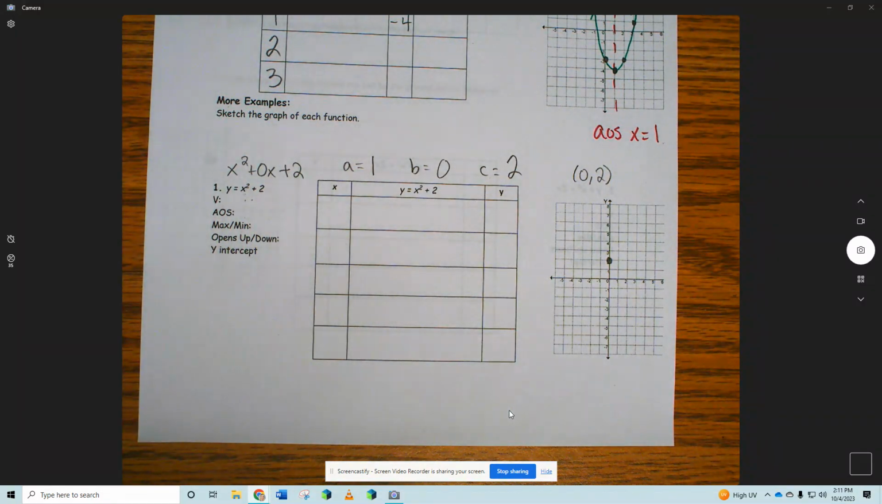All right. How do you find your vertex on standard form? Step 1 would be what?